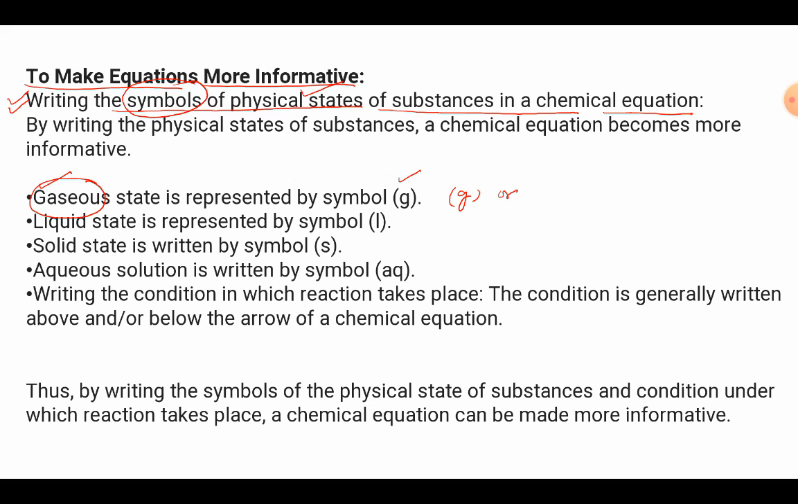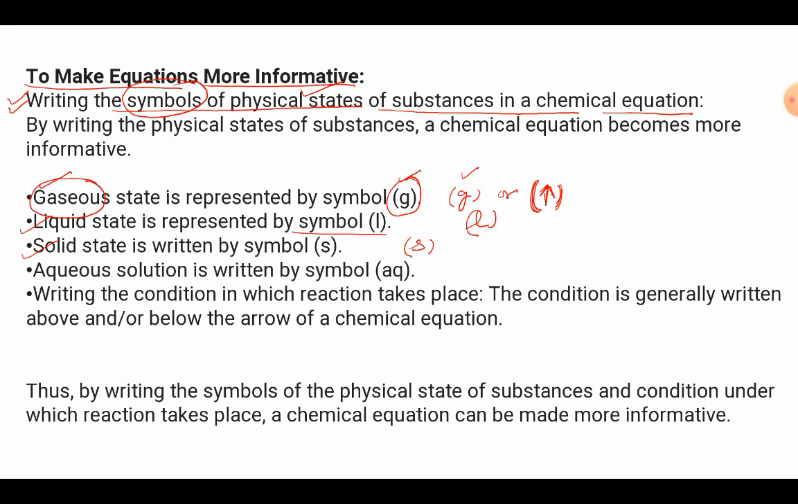Or there is one more symbol. Gases have a tendency to rise up because they are very light. So if we do not want to write small g, we can put an upward arrow, which means that they have a tendency to rise up, and we can put this arrow inside a bracket. Then for liquid state, we can use the symbol small l inside the bracket. For solid state, if any reactant or product is in the solid state, we can put small s inside the bracket. So the small s will tell us that it is a solid reactant or product.